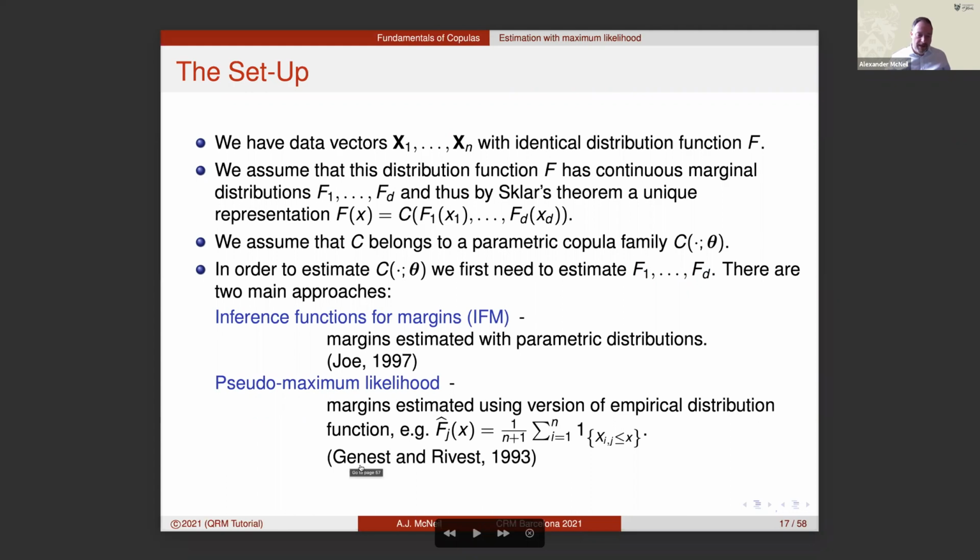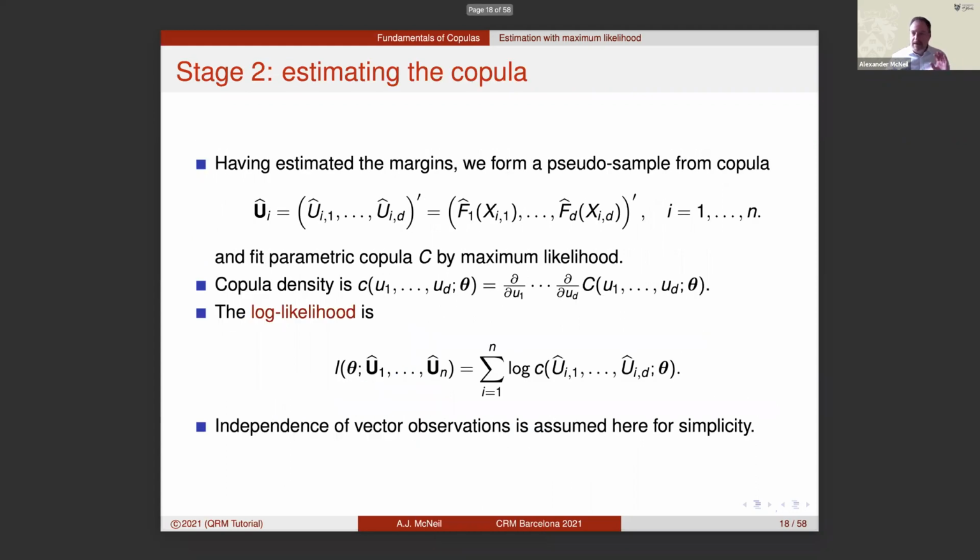Or Christian Genest and his collaborators in Quebec proposed pseudo maximum likelihood copula inference, where we estimate the marginal distributions empirically, non-parametrically, using the empirical distribution function. So in this case, the jth margin, Fj, is estimated by taking the empirical distribution function. If you know the empirical distribution, the one thing you might notice is that the division here is by n+1 instead of n. That's done so that the points we obtain are strictly within the interval (0, 1). But for large n, it's only a detail really. And so you first estimate the margins, and then in stage 2, you estimate the copula.